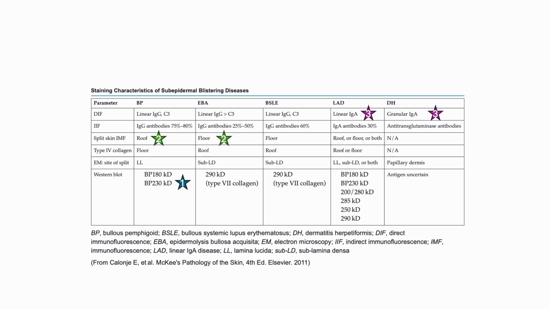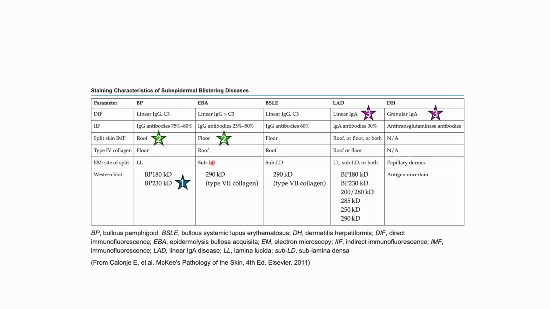Now let's do this quick summary. So first, let's look at the BP. We said the BP should have a linear IgG and C3, and the split area should be at the roof. Remember, B stands for balloons, and the Western blot is to detect the antibody in the bloodstream, in which we should be able to find the BP180 and the BP230, in which the BP180 is the main target.